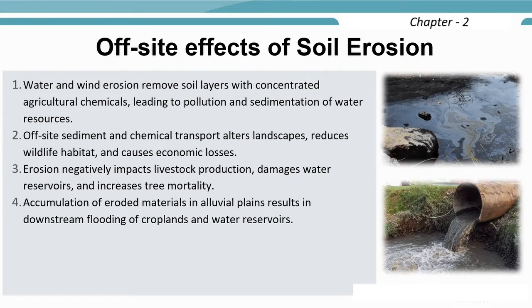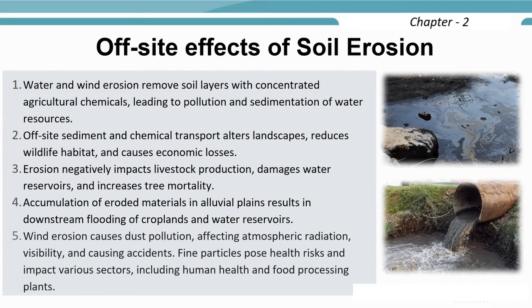Wind erosion causes dust pollution. It affects the radiation, visibility, and it can cause accidents also. Fine particles can pose some risk to the human body. It poses risk to human health and food processing plants also.